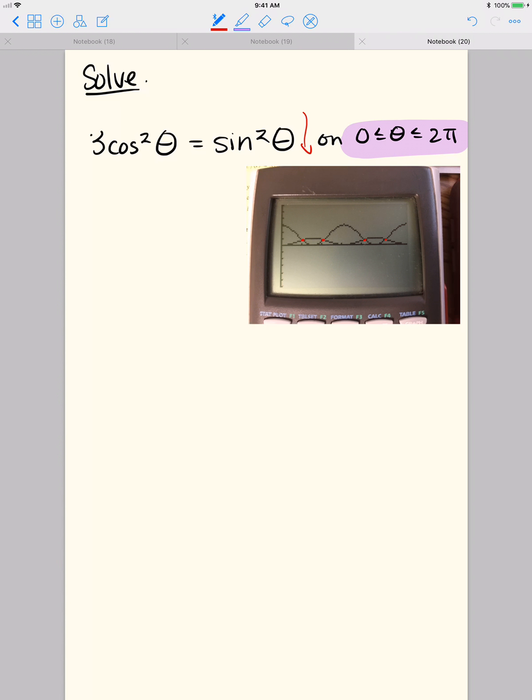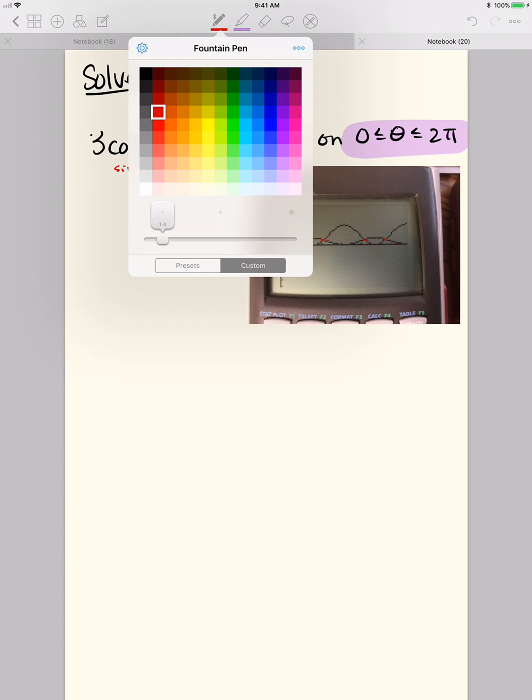So I need to simplify my equation so that I can solve for theta and find answers that satisfy this equation. So I have a cosine squared and I have a sine squared. Now I could rewrite one in terms of the other. I could write cosine squared as sine squared minus 1. Or I could write sine squared as cosine squared minus 1. You could do that, and then you'd have to combine like terms and factor.